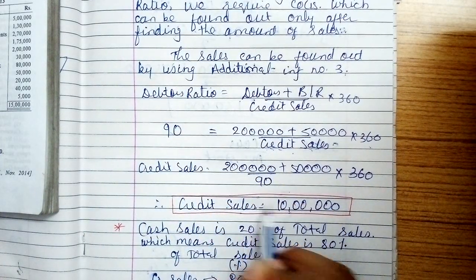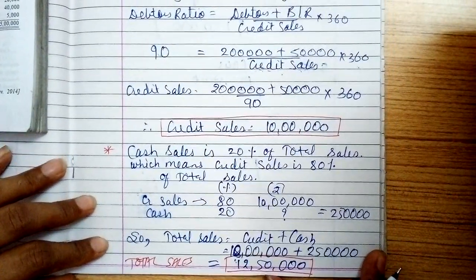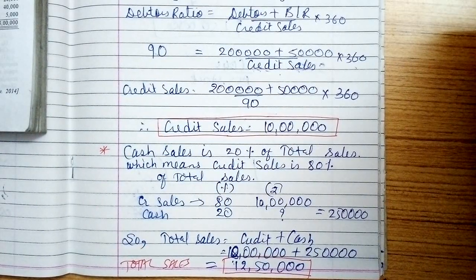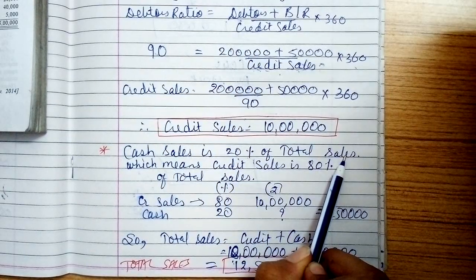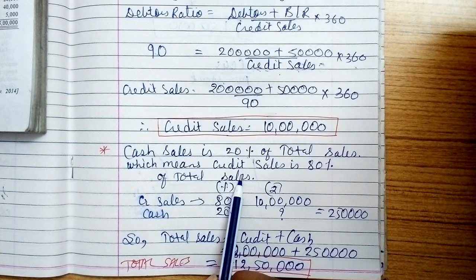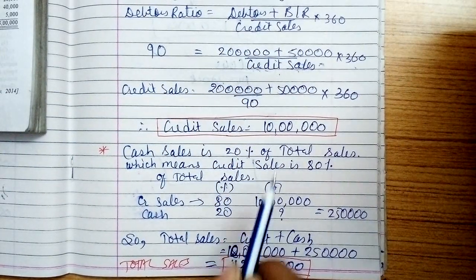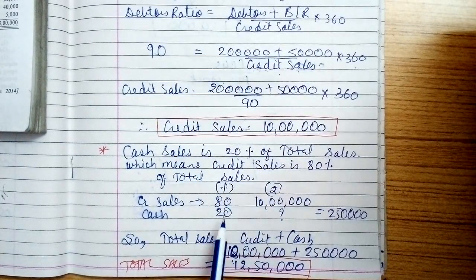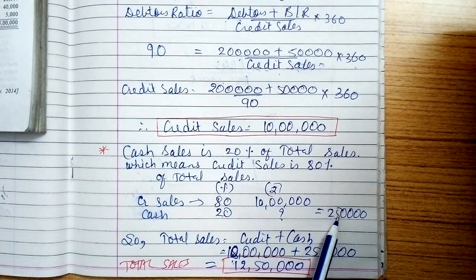We get the amount of credit sales, that is 10 lakh. Then one more piece of information is given in the example, related to the ratio of cash and credit sales. Cash sales is 20% of total sales, which means credit sales is 80% of total sales, right? If 20% of total sales is cash sales, the remaining 80% is credit sales. So if credit sales at 80% is 10 lakhs, what is the 20% cash amount? Cash sales is 2,50,000.